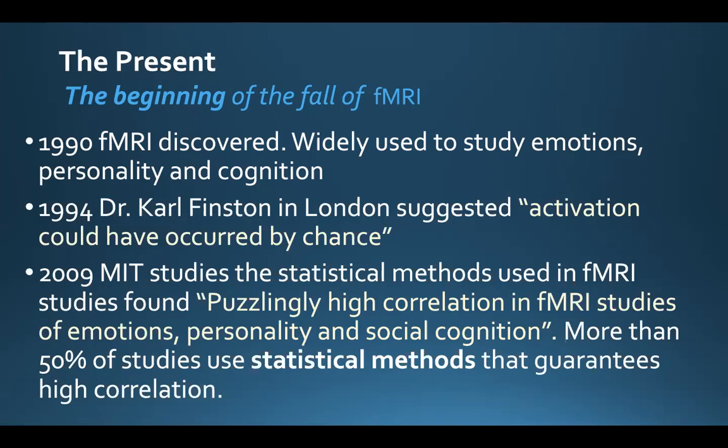And then when they looked, they found that more than 50% of the studies used a statistical method that guarantees high correlation. We can use a statistical method to get what you want to find. So they felt that was the case. More than half of them was just statistical manipulation. And it's all based on numbers, statistical manipulation. Numbers give you any pictures you want.